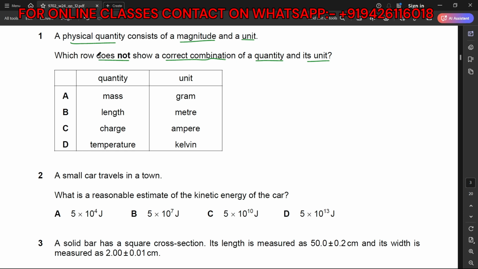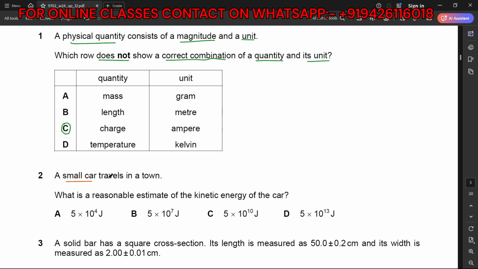And in the question, we need to focus on which row does not show the correct combination. So yes, A cannot be our answer because it shows the correct combination of the quantity and the unit. Similarly, my option B also is having the correct combination because I know that length can be measured in meters. And similarly, my row D also, temperature can be measured in kelvins. But then if I talk about row C, my charge cannot be measured in amperes because ampere is the unit for current. And the charge unit is going to be coulombs, not amperes. And therefore, C is the correct answer because this row does not show the correct combination of a quantity and its respective unit. Now let's talk about our second question.